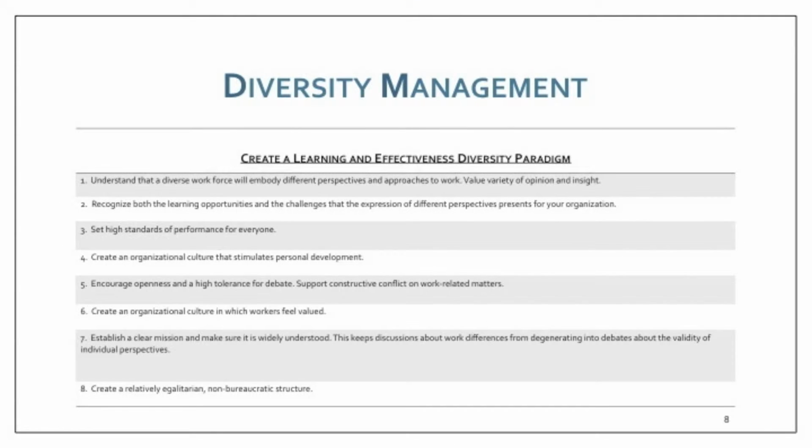So now that we've learned about deep level and surface level diversity, we have to know how we handle this diversity. So an option would be to create a learning and effectiveness diversity paradigm. It includes mainly to understand that a diverse workforce will embody different perspectives and approaches. It includes to recognize both the learning opportunities and the challenges that the expression of different perspectives presents. You have to set high standards of performance for everyone. You have to create an organizational culture that stimulates personal development and growth.